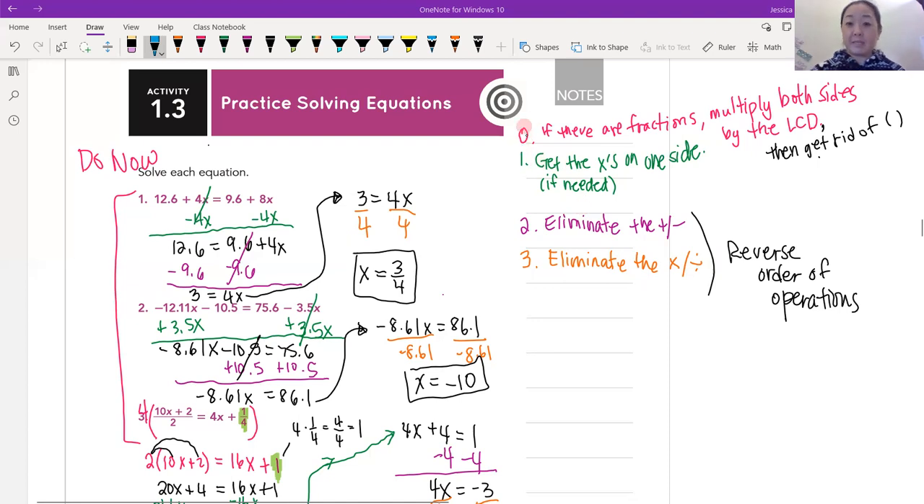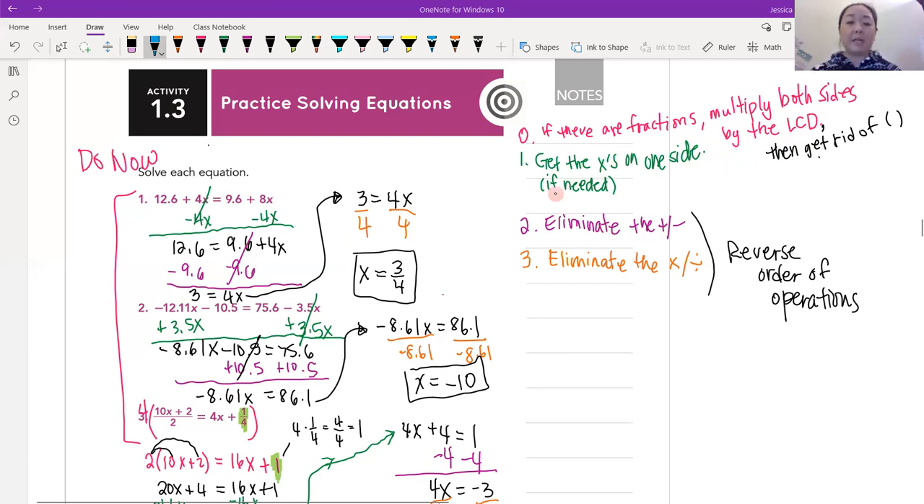And if you notice my step 0 here, if there are fractions and you don't want to deal with them, then you multiply both sides by the LCD, which is the least common denominator. Meaning whatever number is on the bottom of the fraction, that's what we're going to multiply by. If you have two numbers in the denominator, then you find the number that both of these numbers go into. We'll do that in number 3. And then you're going to get rid of parentheses and all that kind of stuff.